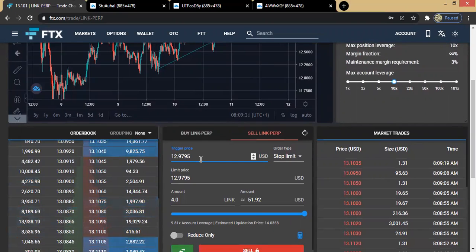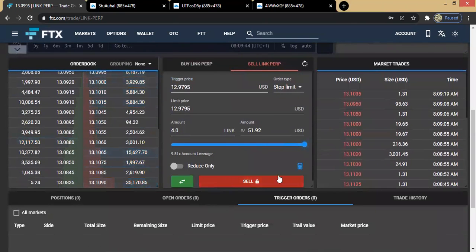Alternatively, I could still make it the same thing, maybe 12.9795. Both of them can equally be the same value, it doesn't mean anything. So I just go right ahead and place my sell order.